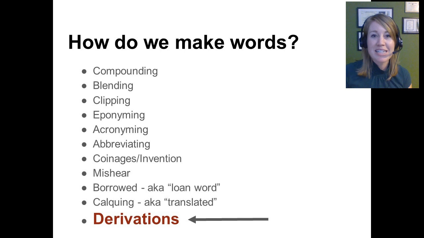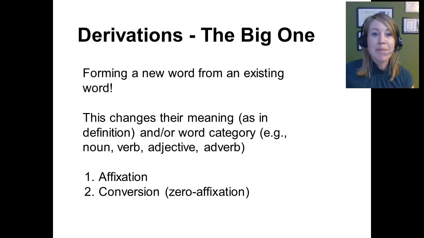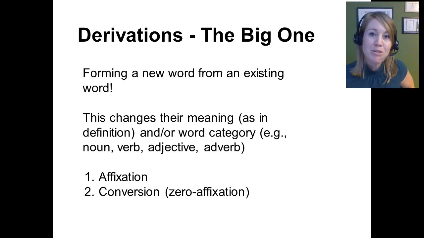So again, we're discussing how words are made, right? And when we went over that two lectures ago in class before spring break, we went over these word formation processes, and now we're turning our focus to derivations. And we discussed how that's the biggest way that we create new words in English. And we went over these slides, and I'm going to show them to you again. With derivations, we form a new word from an existing word.